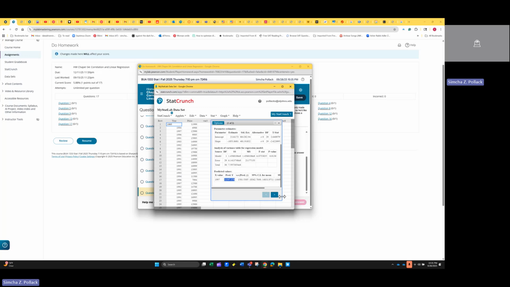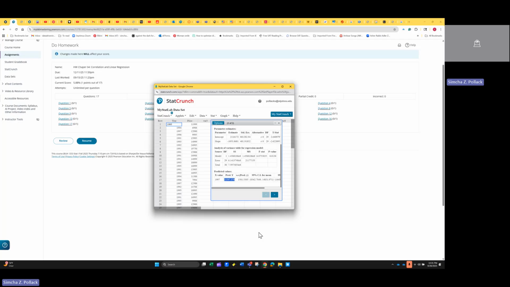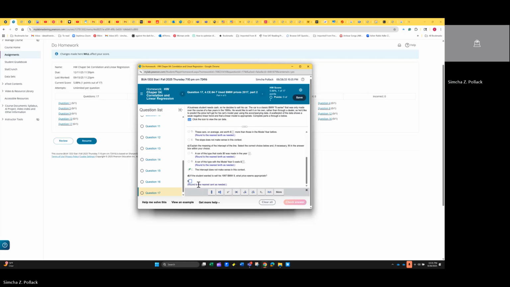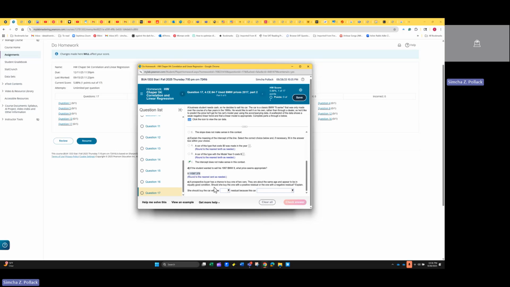Control C. You can also do it by hand, obviously. Plug in the answer. Find the window. Control V. Check answer. And it worked. Wow. Okay. So we can use StatCrunch to do that. Now, finally, the last verbal question. Prospective buyer has a chance to buy one of 2 cars, same age, everything else. Should you buy with a positive residual or a negative residual?